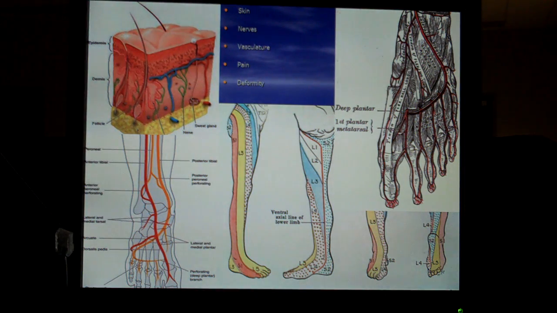So assessing the injury, you have to assess the skin. Obviously, the most common thing with ankles is blistering, the nerves, the sensation, the vasculature we talked about, how bad is the pain, and that's important because the patient may have compartment syndrome, which is rare, and they usually have a deformity.